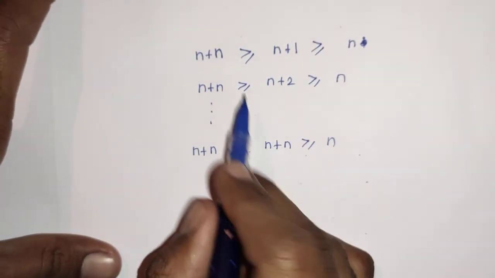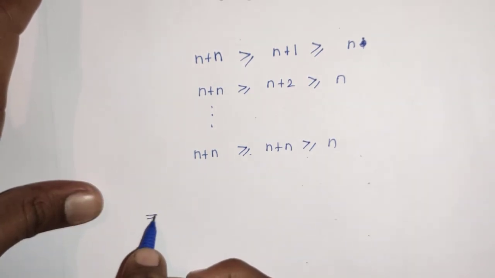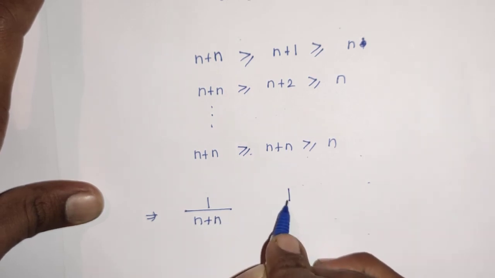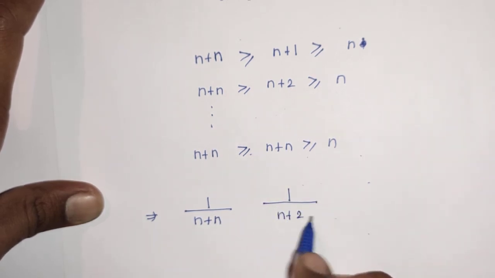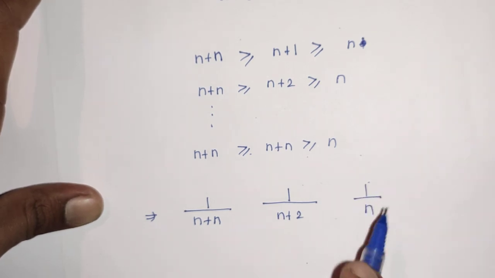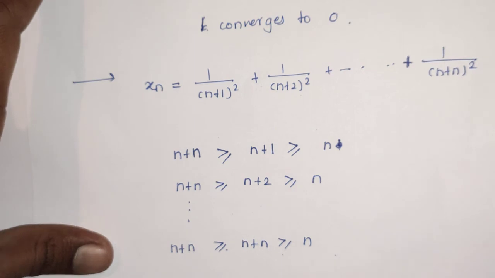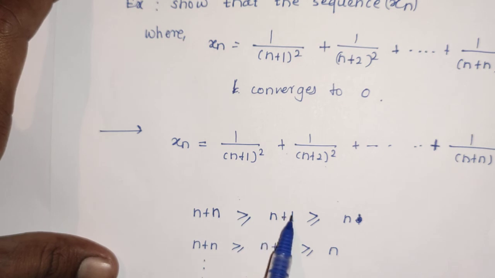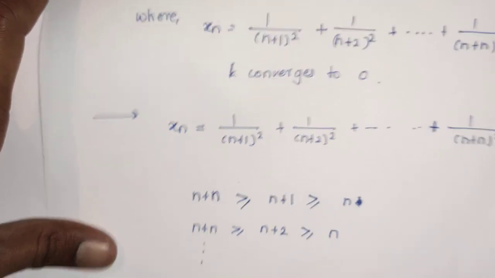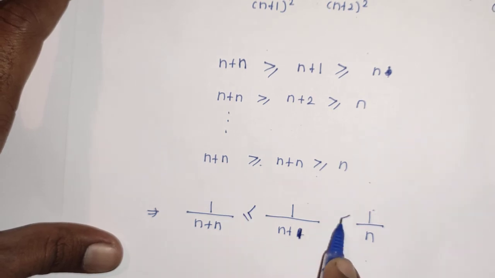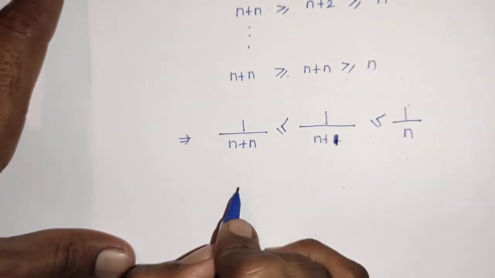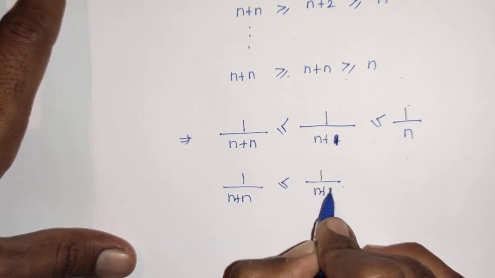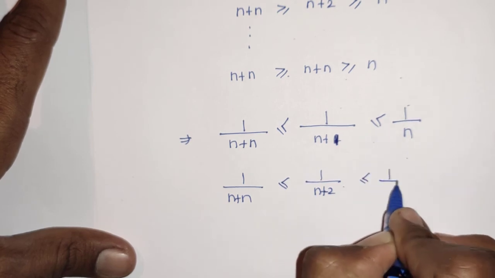Now if we take the reciprocal, then the inequality changes. If we take the reciprocal of the first inequality, then 1 upon n+n is less than or equal to 1 upon n+1, which is again less than or equal to 1 by n. So the inequality changes here. Similarly for n+2, 1 upon n+n is less than or equal to 1 upon n+2, which is less than or equal to 1 by n.